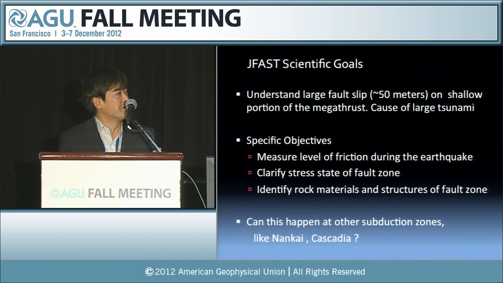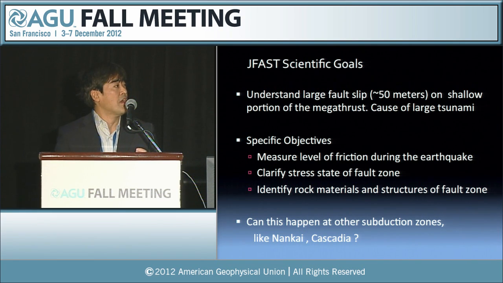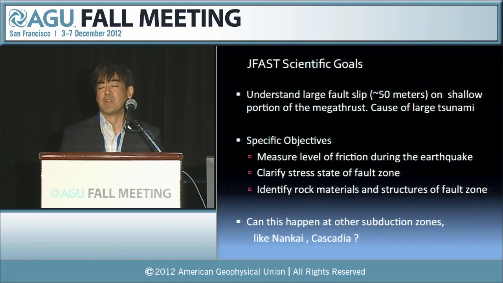Okay, so the goal is to understand this great amount of slip. So what can we do? What can we actually look at if we can get to the fault that can help us understand what's going on there? We want to measure the friction during the earthquake. Obviously, friction is associated with the strength of the fault. It's associated with the stresses that are built up on the fault. And so we want to try to measure the friction with temperature measurements. And to do that, you have to get there fast, and so that's why we call this JFAST, because we need to make the measurements within about a year or two.